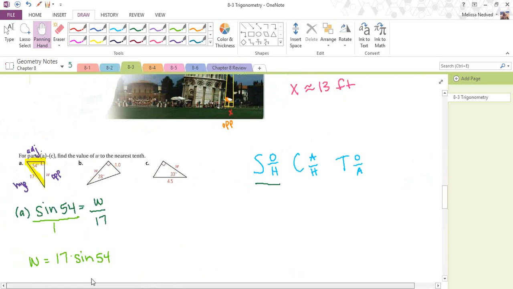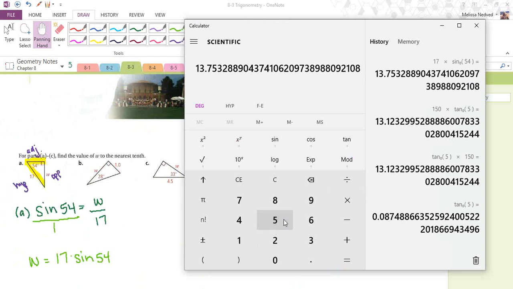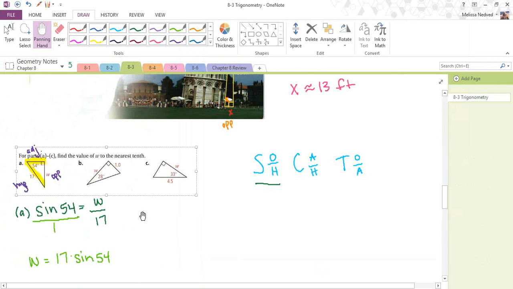Okay, so let's go ahead and finish this problem. 17 times sine of 54. So 17 times, in my case, I write 54 first, then sine, then enter. And let's round to the nearest tenth. That's what we're asked to do. So we get about 13.8. Hopefully you're getting that.